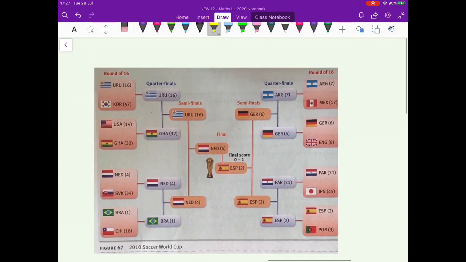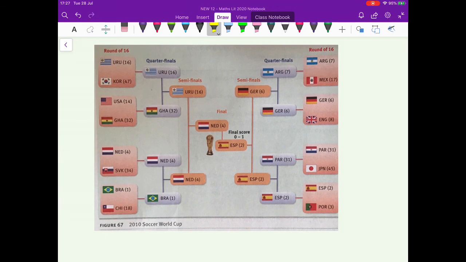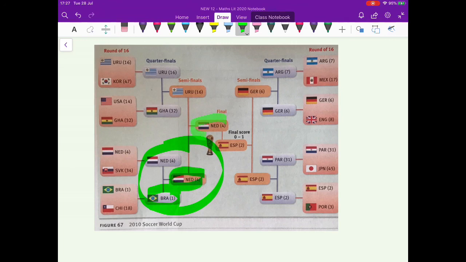Then the last thing we need to look at is how the outcome of one event affects the subsequent outcomes. So this was the 2010 Soccer World Cup, and you can see in this section down here that the Netherlands beat Brazil. And by the Netherlands beating Brazil, it allowed the Netherlands a chance to play in the final. The other implication that it has, by Brazil being knocked out here, it gave Spain a much better chance of winning the World Cup.